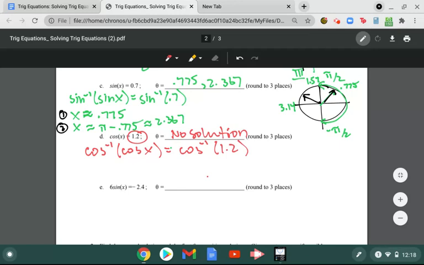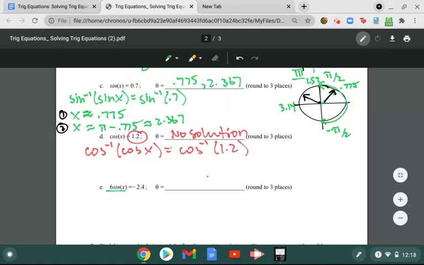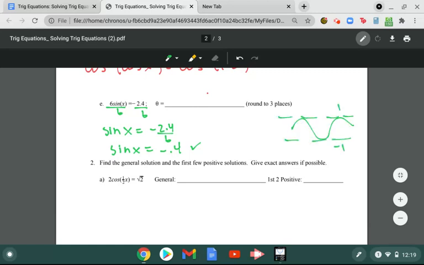Looks like it might be the case for E as well. However, in E, I've got that 6 out in front. I need to isolate my sine function first before I do anything else. So if I divide by 6 on both of these, I get the sine of x is equal to -2.4 divided by 6. So the sine of x is equal to -0.4. So we are okay. Sine and cosine are bound by -1 and 1. So we're okay. We can go ahead and do a sine inverse. So I'm going to do sine inverse of -0.4 is equal to x.